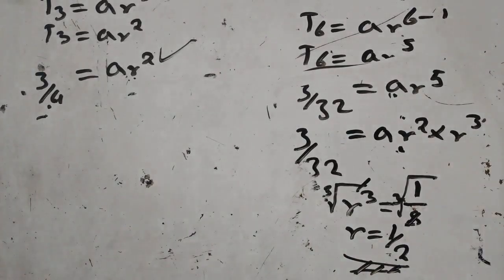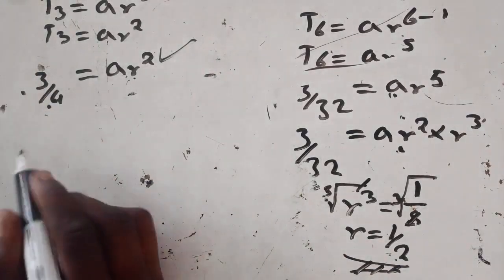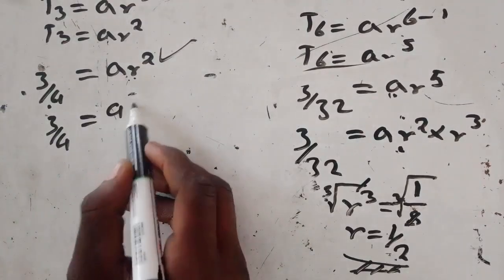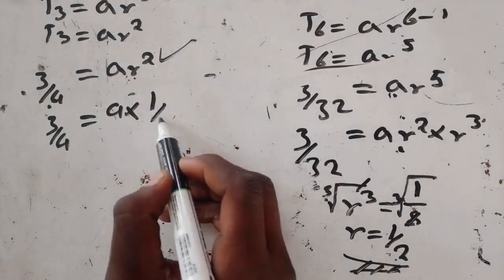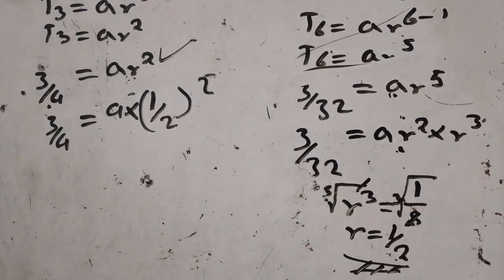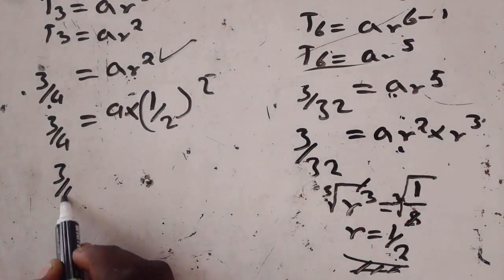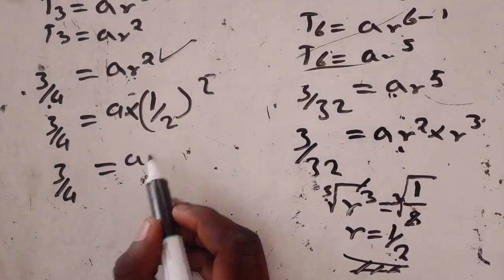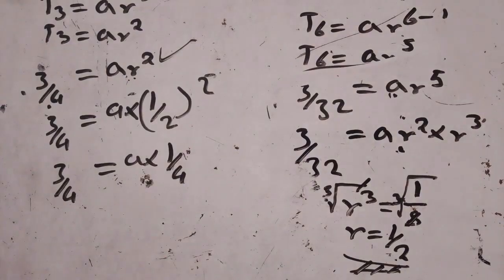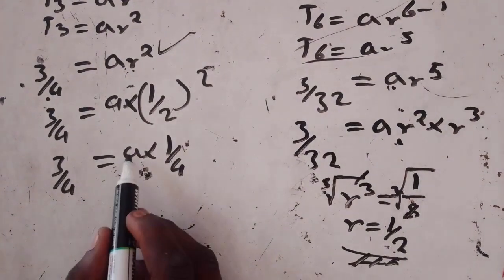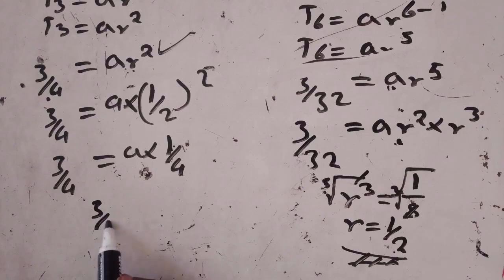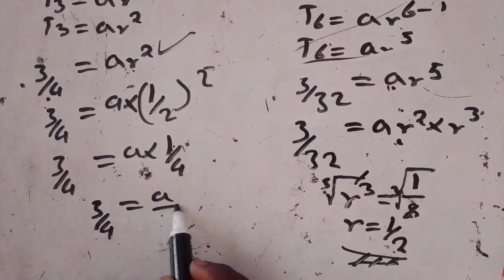So our r was found to be 1 over 2. So we can just do this: 3 over 4 is equal to a multiplied by r, which is 1 over 2 squared. Remember here it has a squared. So when you expand, you're going to have something like this: a times 1 over 4. So here 1 multiplied by a gives us a. So we're going to have 3 over 4 is equal to a over 4.